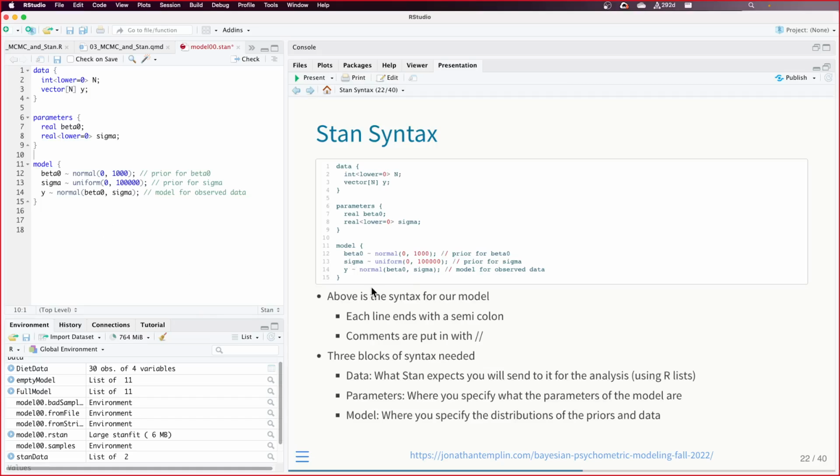But the three that we have here: data, this is what Stan expects you to send into it to run. We have parameters, which is what Stan thinks you will run a model out of. And we have the model itself, which is where you define the prior distributions and the model data likelihood. Now, the model itself will typically depend on parameters. So if you name a parameter in the model that doesn't show up in the parameters block, it's going to yell at you. Politely, but still.